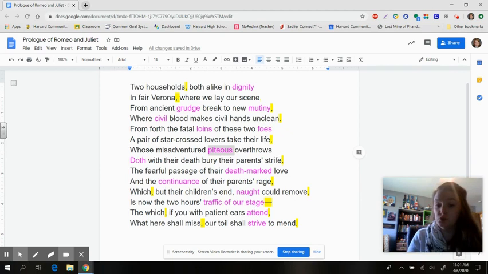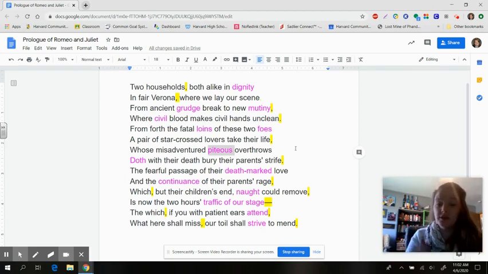Doth just means do. Death marked is meaning that they are fated to die, which we talked a little bit about in our notes from earlier this week. Continuance just means a continuation of. Naught is nothing. Traffic of our stage is a term that they're using here to talk about people acting things out. Attend means to pay attention to. And strive means attempting to do something. We are hoping to do this.